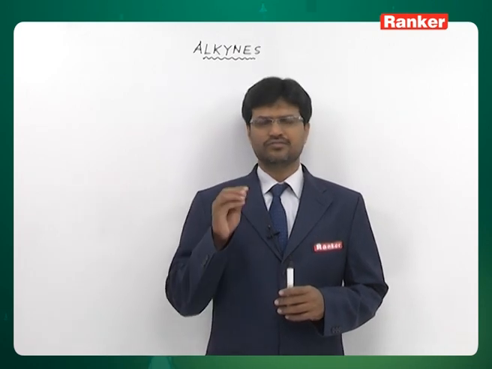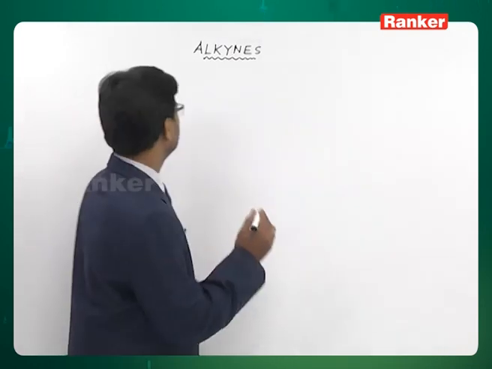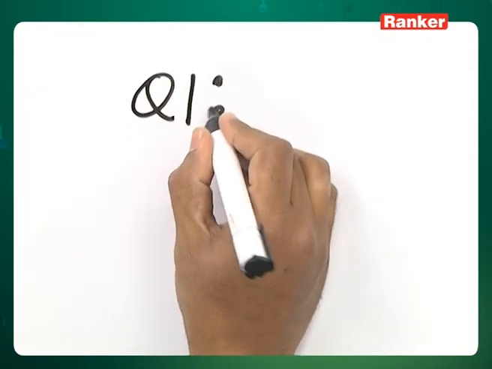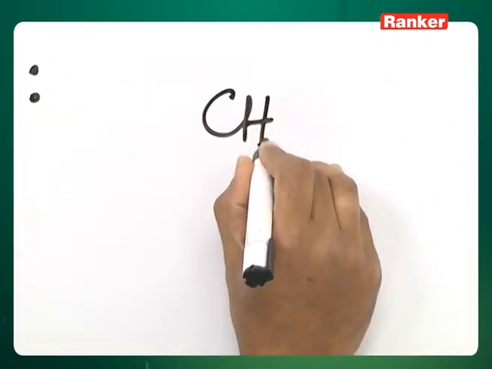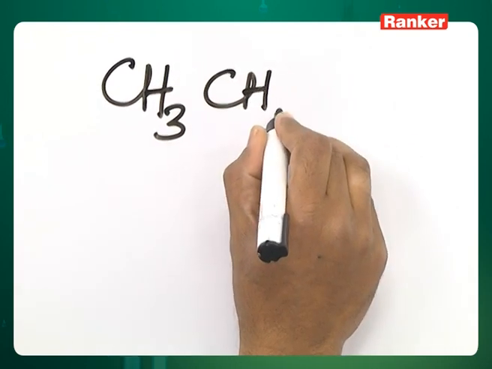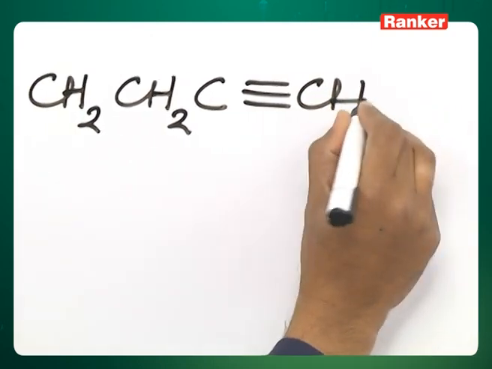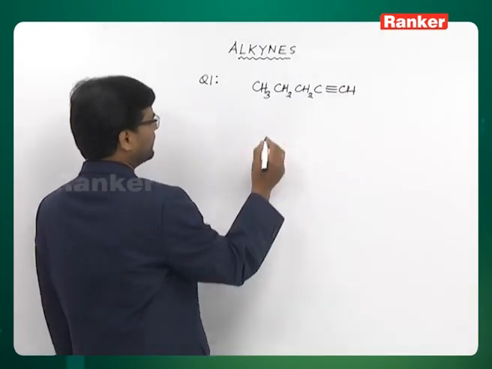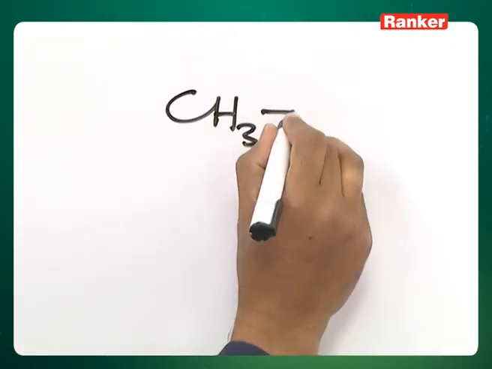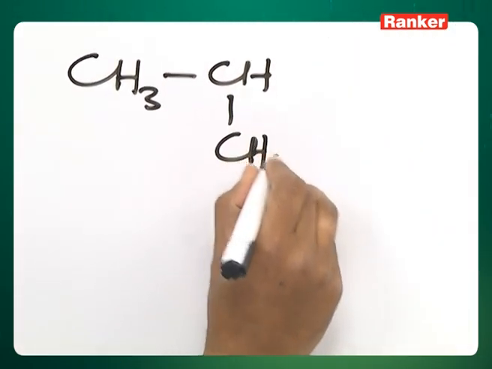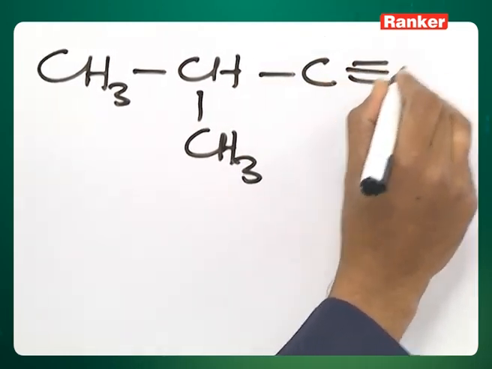We have to find out from which alkyne the chain and position isomerism start. Actually, position isomerism starts from butene onwards. You can have 1 butene and 2 butene, but chain isomerism you should have minimum 5 carbons. I will show you. This is pentyne, and its chain isomer can be written like this: CH3 CH CH3 C triple bond CH.